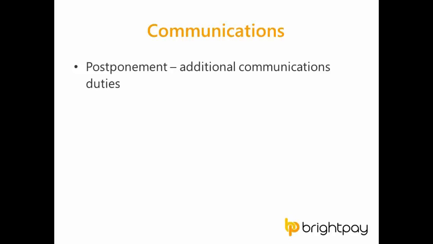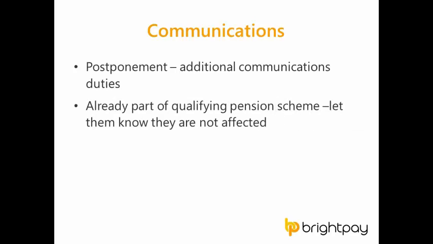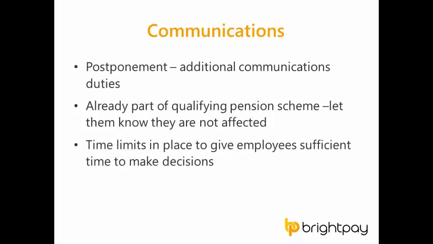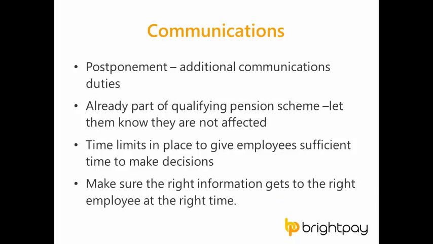When postponement is used, additional communication duties come into play. It is up to the employer to notify these eligible job holders that they are using the postponement period. Furthermore, if you already have a qualifying pension scheme in place, you still need to write to staff members who are in the scheme to let them know that they are not affected. There are time limits in place to ensure that employees have sufficient time to gather information in auto-enrolment so that they can make a well-informed decision. It is your responsibility to make sure the right information gets to the right member of staff at the right time.